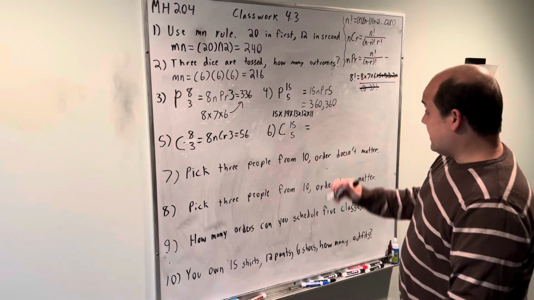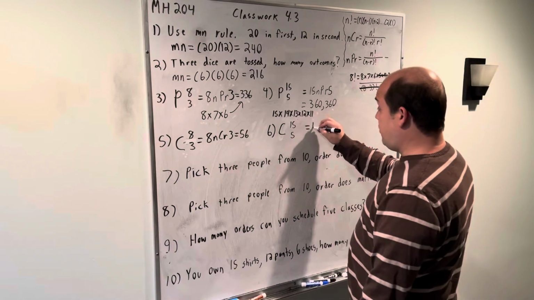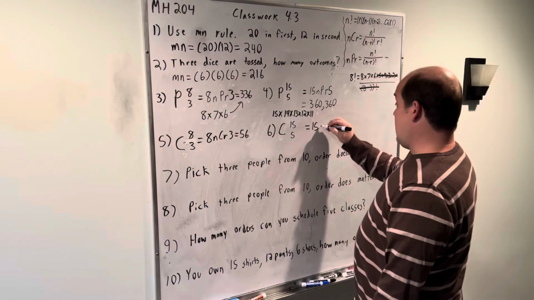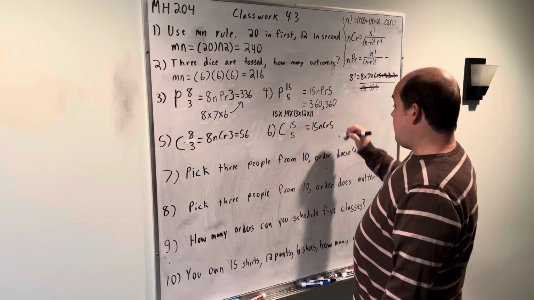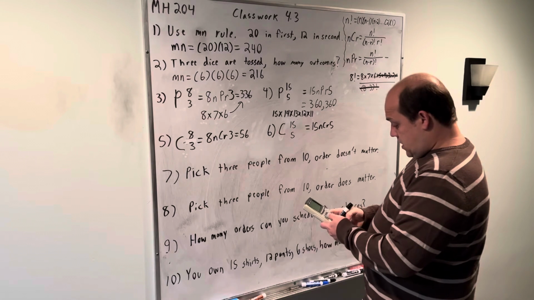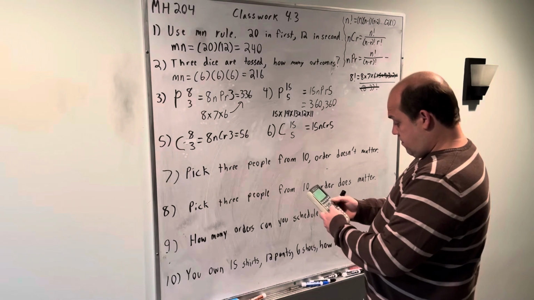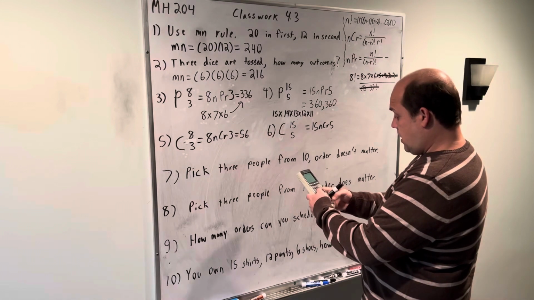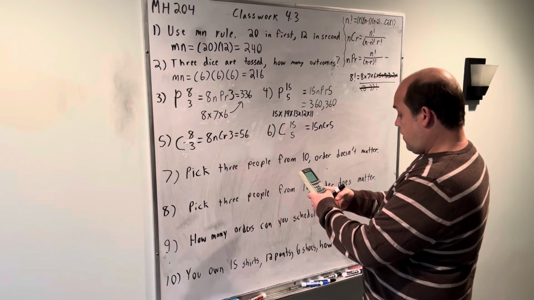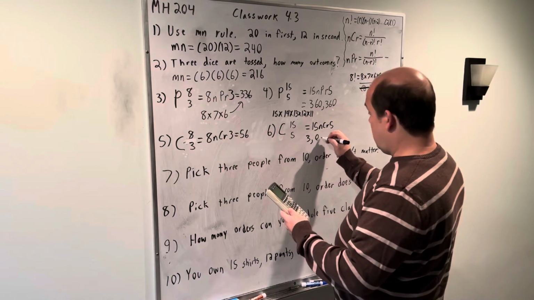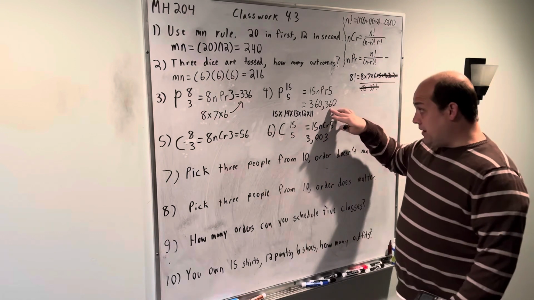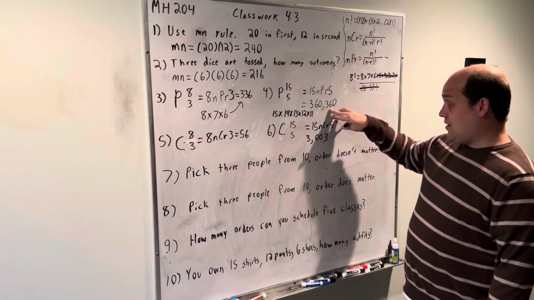For question 6, same idea. I put it into my calculator as 15 NCR 5. This time, if I do 15 math, move over to PRB, NCR 5, it gives me 3,003. Noticeably less than 360,360.